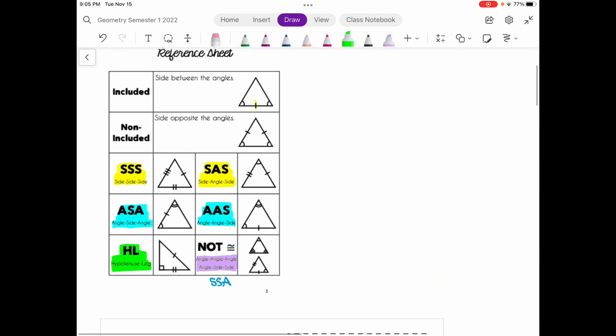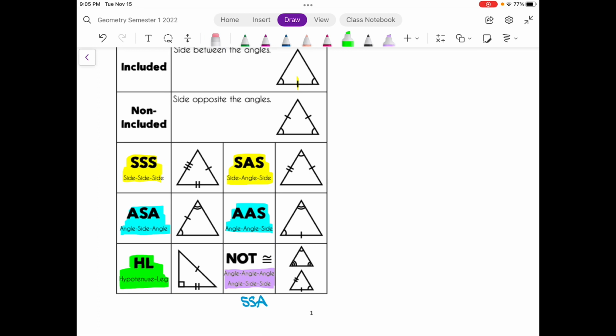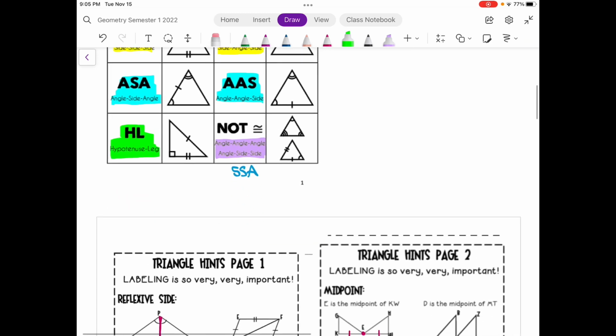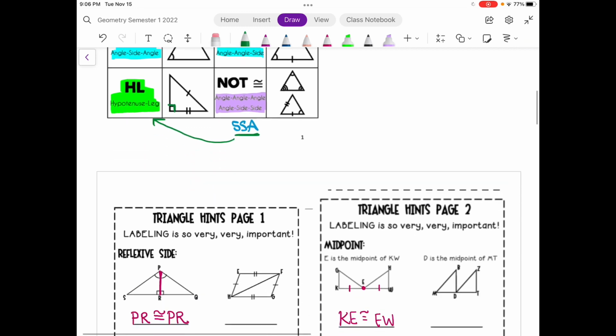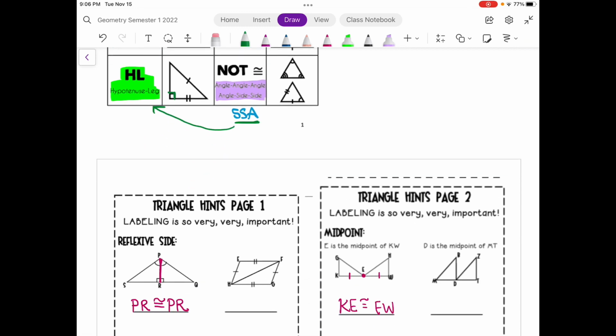All right, so hypotenuse leg, the theorem says this. The theorem says that if I have a hypotenuse and one leg of a right triangle, and I know that those two pieces of information are congruent, then I know that the two triangles are congruent. So last class we talked about how things could not be SSA. The only exception to that is if it is a right triangle. So if it has this little square here, meaning 90 degrees, I can actually have that because it would be hypotenuse leg.